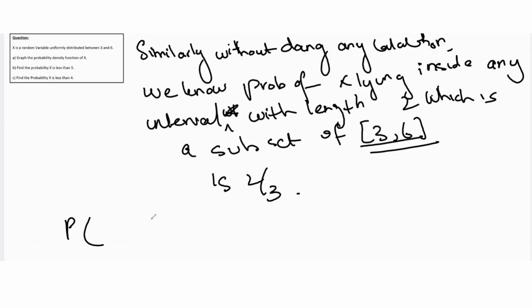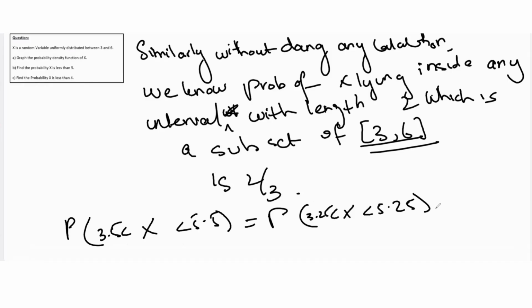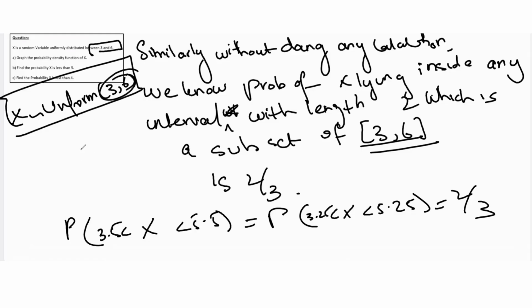I could also say the probability that X is between 3.5 and 5.5 is equal to the probability X is between 3.25 and 5.25. All of these are 2 by 3. We don't have to do any calculations, because based on this property of uniform random variables, we know the probability that X lies in any interval which is a subset of 3 to 6. Why 3 to 6? Because X was defined as uniform with these parameters, so its PDF is non-zero there. So the probability of lying inside any subset of 3 to 6 with length 2 is 2 by 3, because that's what we calculated in part B.